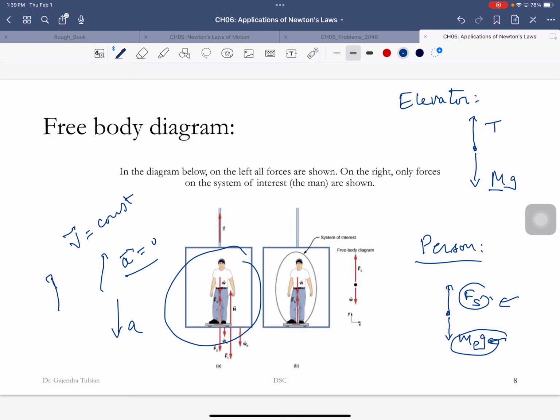All right, so let's look at this. Okay, so for the person, we'll write with this axis being positive, mg minus the spring force equals mass times acceleration. Okay.